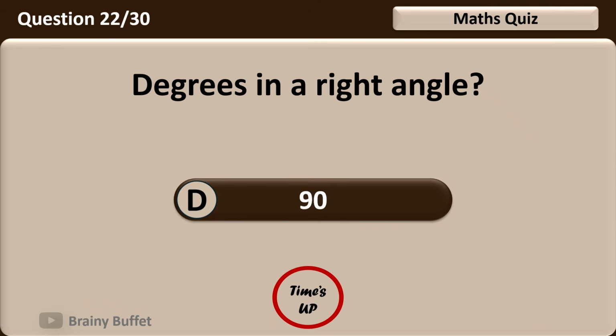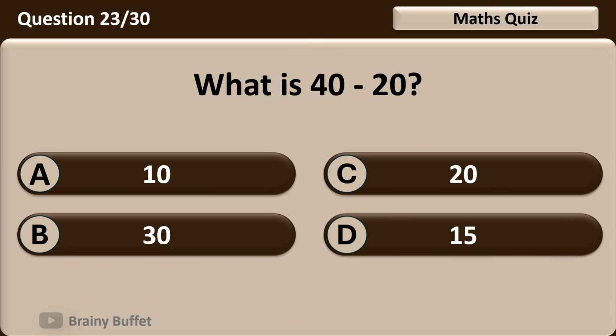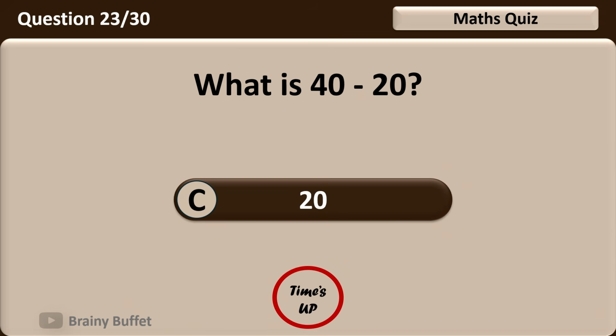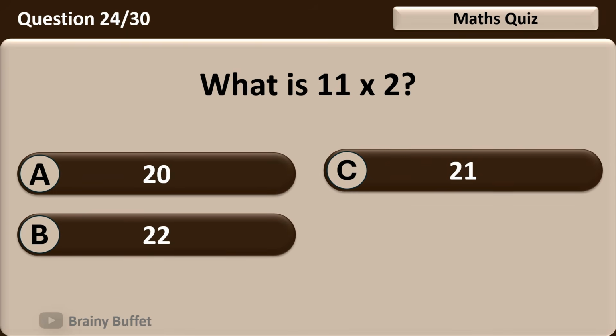The correct answer is option D, 90. Question 23. What is 40 minus 20? The correct answer is option C, 20. Question 24. What is 11 times 2?